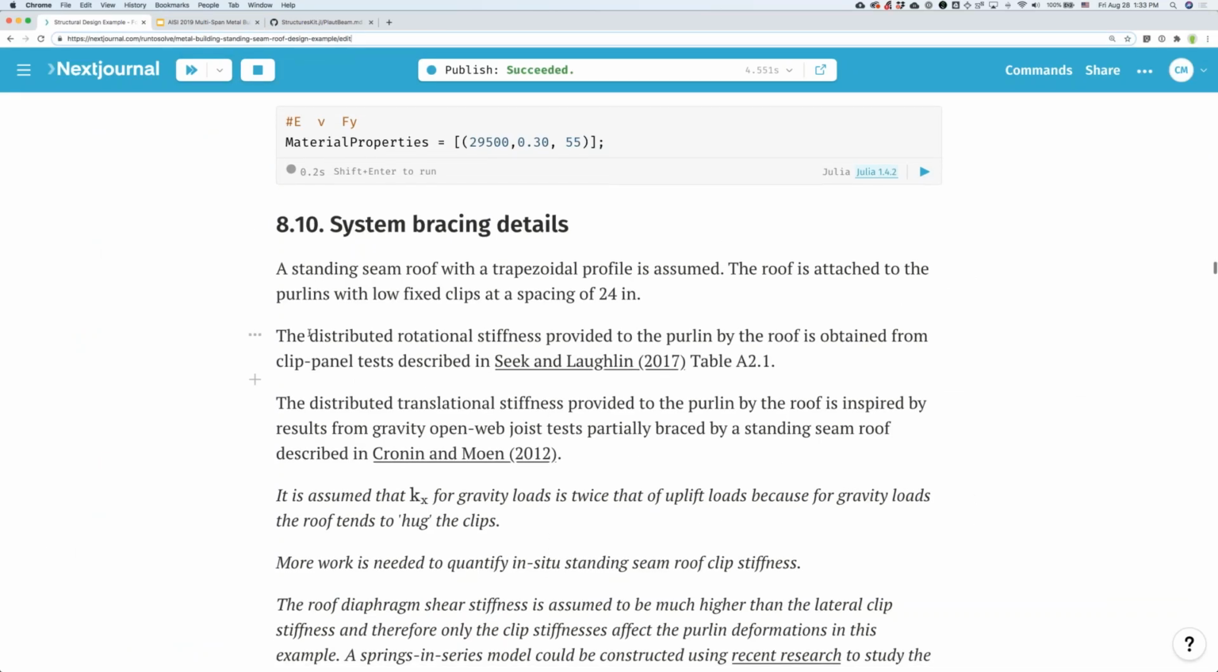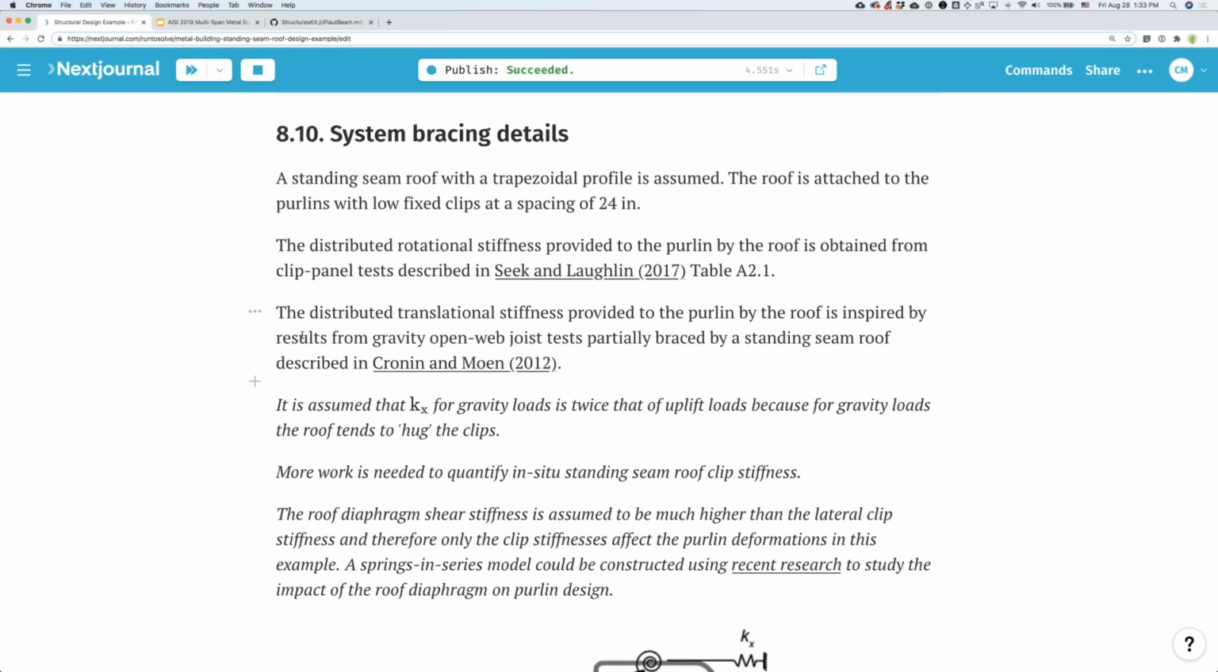And for translational stiffness, there's not much work out there on the lateral stiffness of standing seam roof clips. I refer to one study that I completed with my students back in 2012. We studied sliding clips, and the stiffness is much lower than what I've considered here, maybe 1/10 of what we've considered in this example.